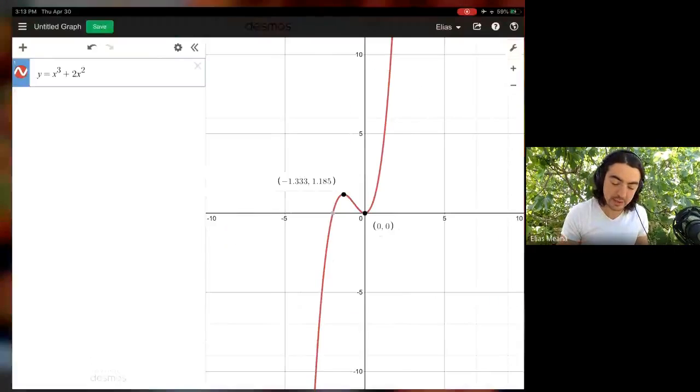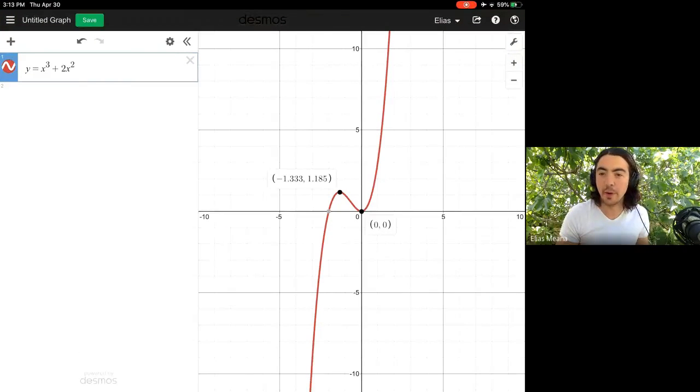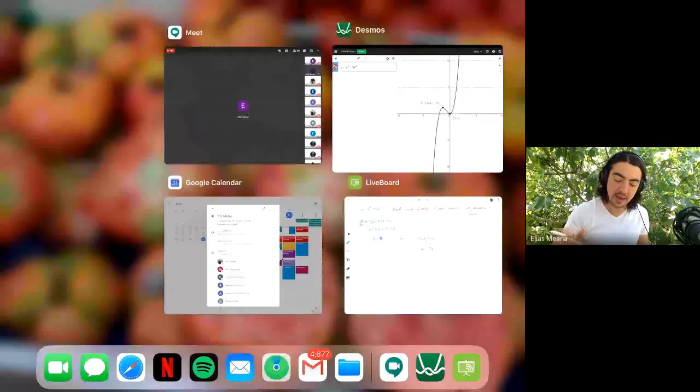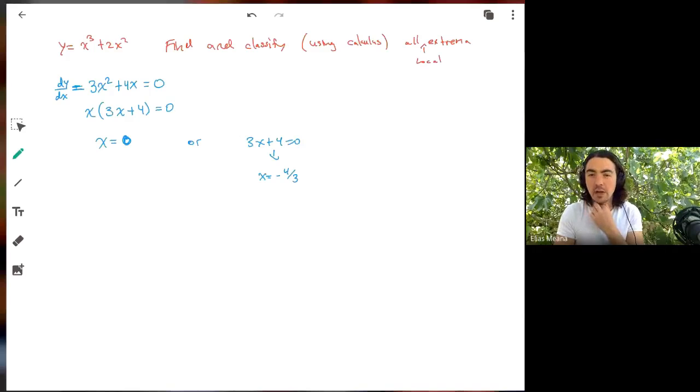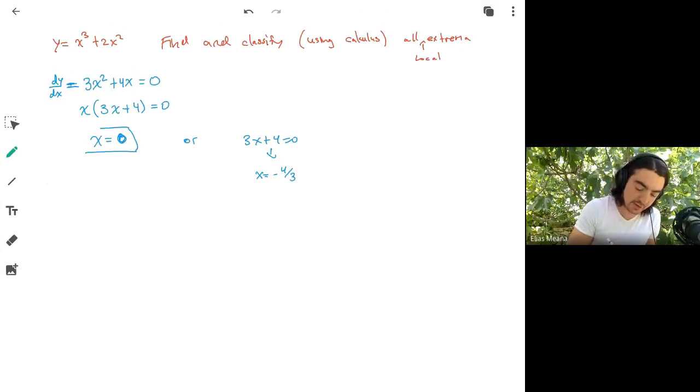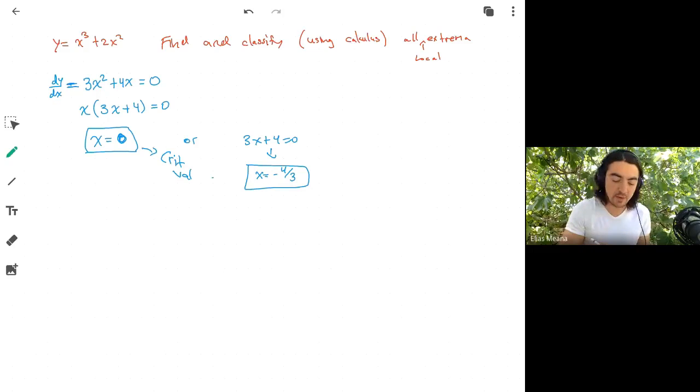There's no coincidence that -1.33333 is the decimal equivalent of -4/3. And our other point is the origin. So that part at least is working. But now we've got to classify them. I'll circle them to make sure we know that these are the critical values. Let's say crit val. We've got to classify them by taking the second derivative.